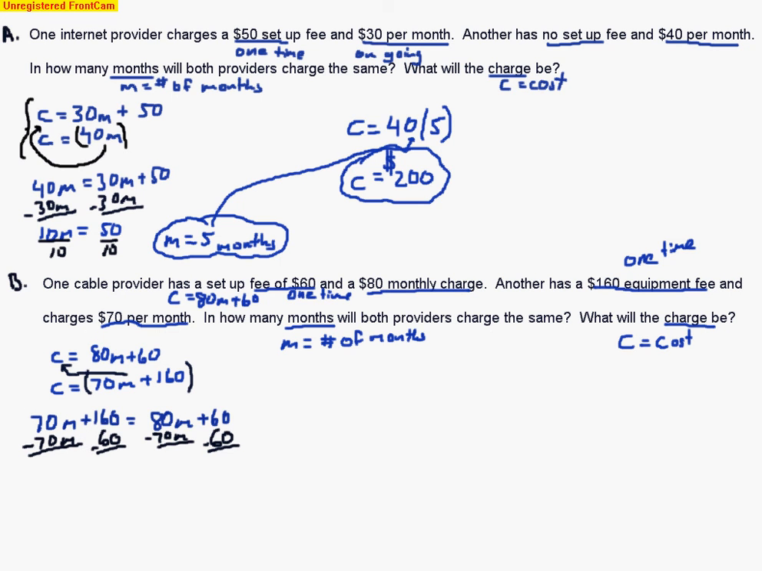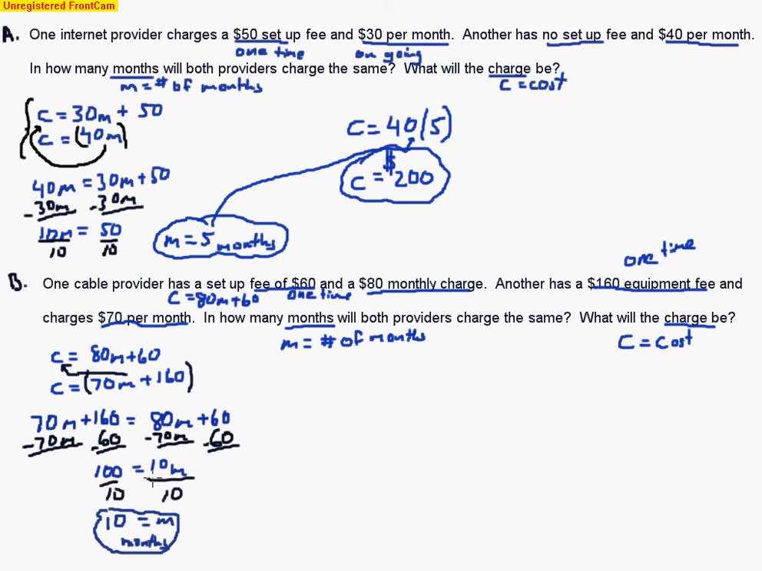Well, we've got 100 equals 10M. So we just do that division, and we've got our M by itself. Divide by 10 on both sides. So M equals 10. So 10 is the number of months. So 10 months, and then they'll have charged the same amount. So that's half the problem, but we still have one more half to go. We need to find out the cost.